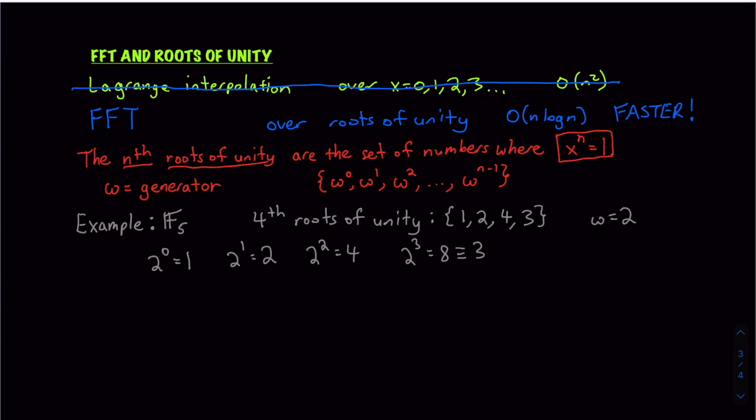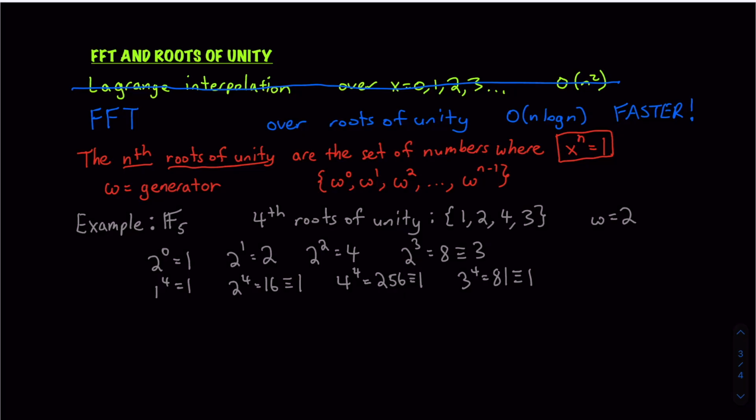And you can check that each of these roots of unity, when raised to the fourth power, equals 1. 1 to the power 4 is 1, 2 to the power 4 mod 5 is 1, 4 to the power 4 mod 5 is 1, and 3 to the power 4 mod 5 is 1. Feel free to check it yourself.